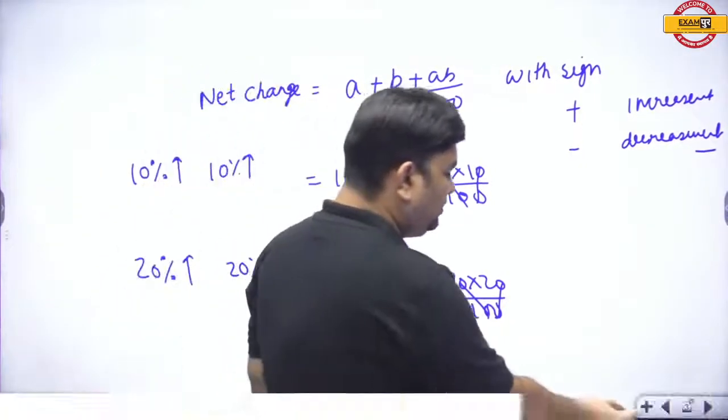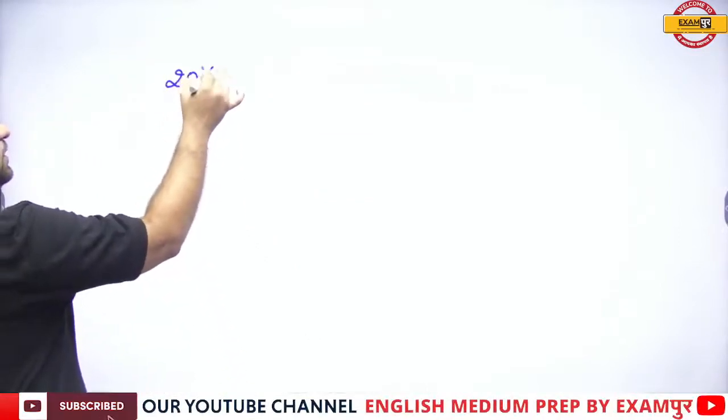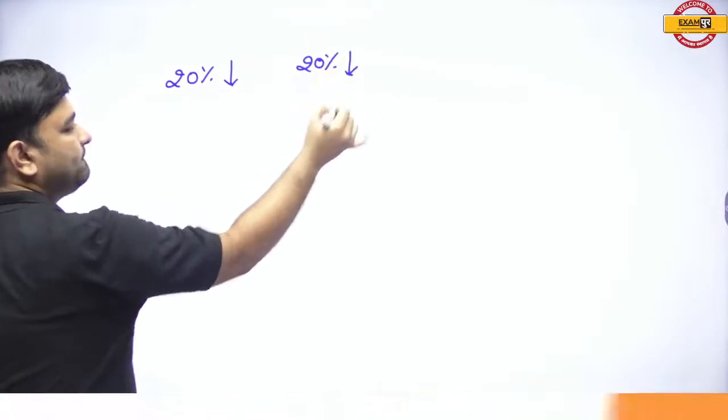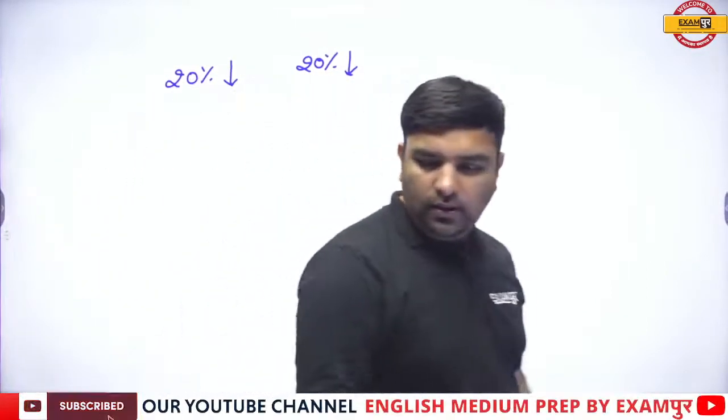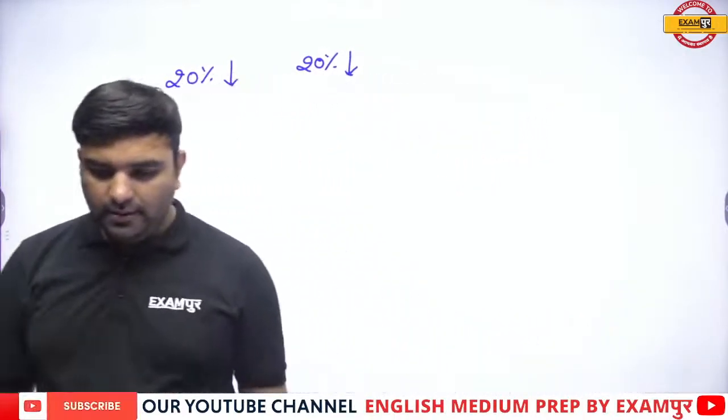Okay, what about 2 decrements of 20%? Apply it in the formula. Well done.